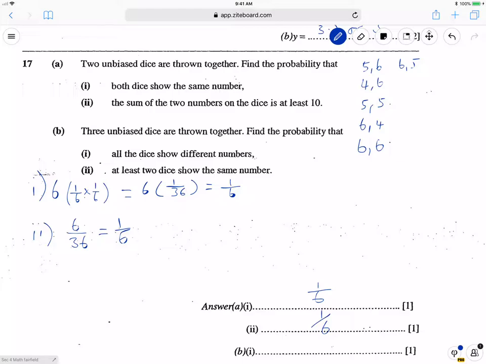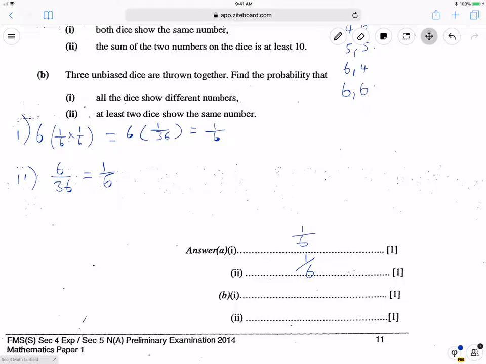Next one. So now we have 3 dice. All the dice show different numbers. So B part 1. We want the probability that all of them show different numbers. Now, what you have to do is find the probability that all of them show the same number. That means 1, 1, 1, 2, 2, 2, 3, 3. Okay, you all think first.